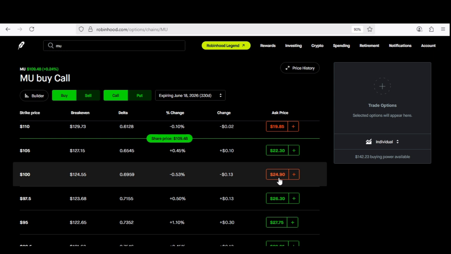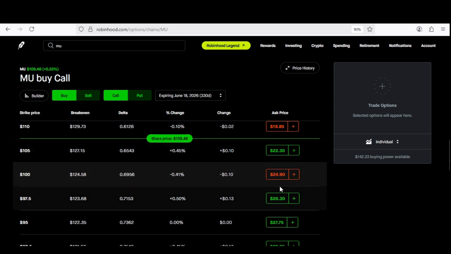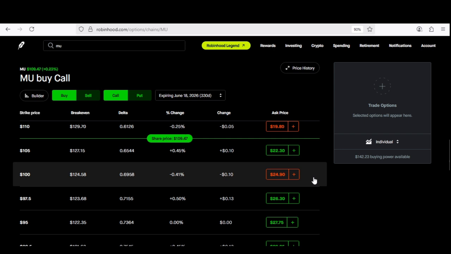Now, that is options world. In the real world, this $24.90 is going to translate to $2,490. The reason for that is that every single option contract does contain 100 shares. So you simply multiply your $24.90 by 100, and that should give you $2,490. Now, we're going to go ahead, we're going to click into this.